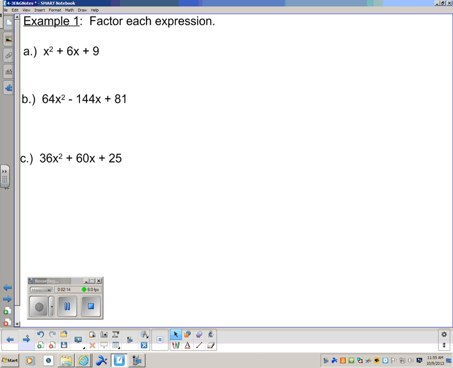So let's go on here and let's look at some of these. Factor each expression here. If you can take the square root of the first term there and the square root of the last term there, let's see if we can do that. Yeah, we can take the square root of this as x. The square root of 9 there is 3. And then 3 plus 3 here gives me 6. But again, you don't have to think of it that way.